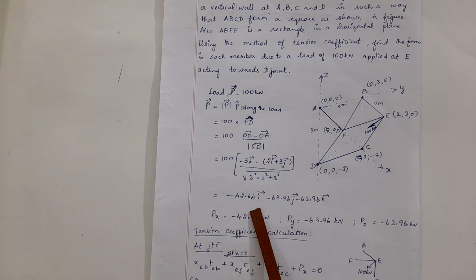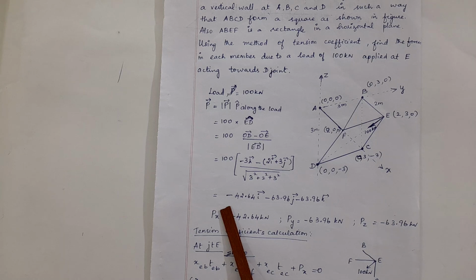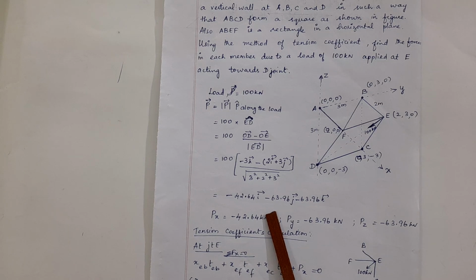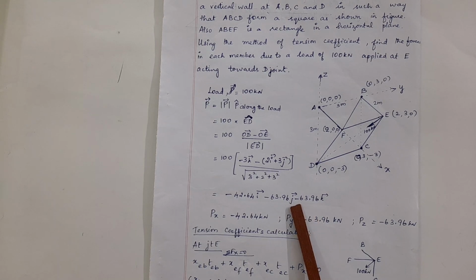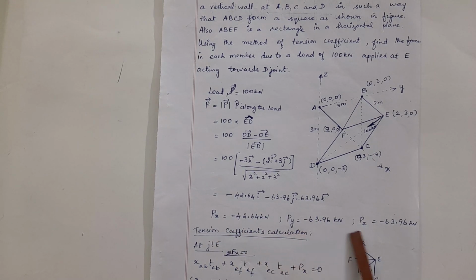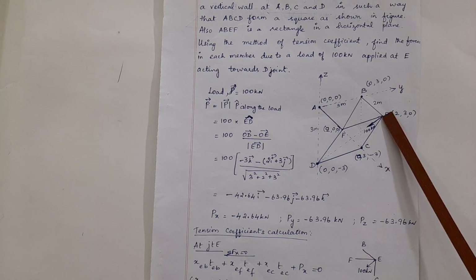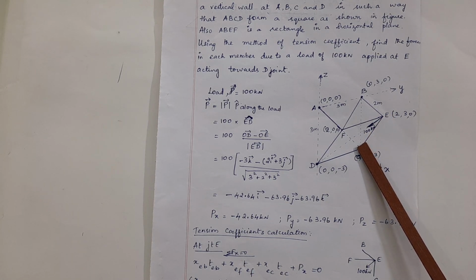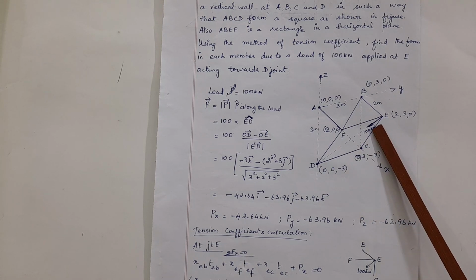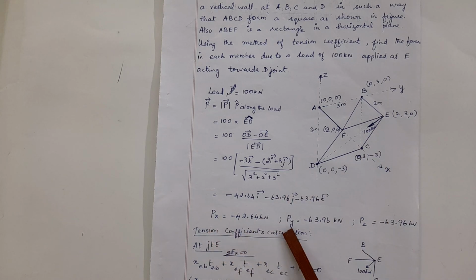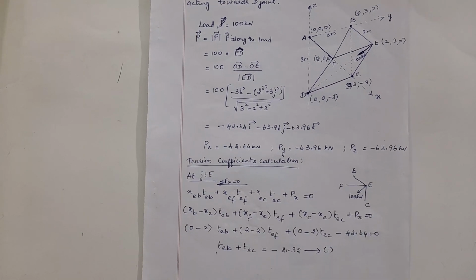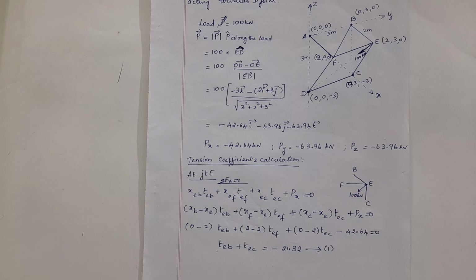The coefficient of the i vector is the magnitude of force along the x direction. The coefficient of the j vector is the magnitude of force along the y direction. The coefficient of the k vector is the magnitude of force along the z direction. That is given here: Px, Py, Pz. So we have determined the components of the 100 kN force in space, which is neither parallel to the x, y or z direction. We have resolved it and determined the force along each direction separately. We are going to make use of these forces when we consider joint E for our resolving.